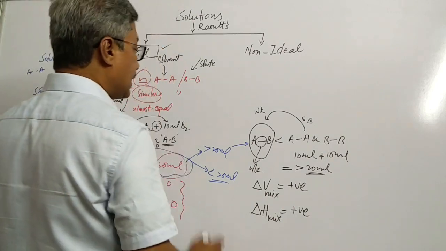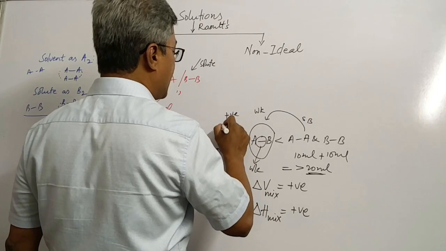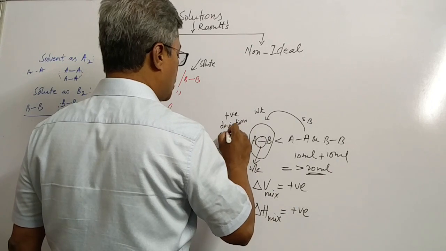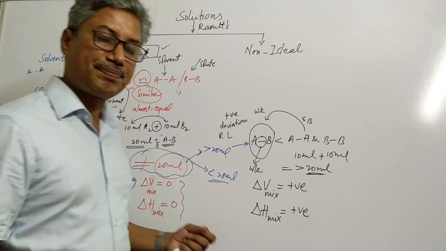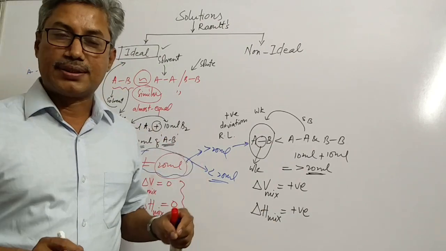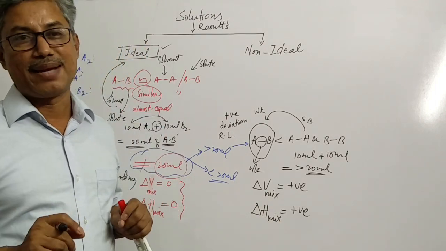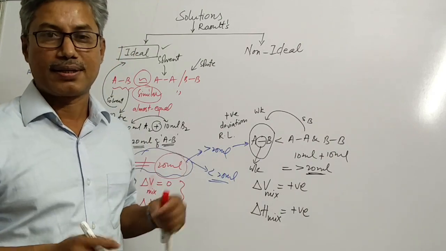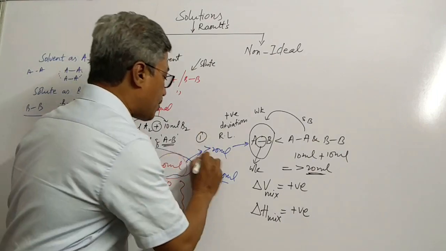It means that this type of solution will show positive deviation from Raoult's law. Clear, students? Let me repeat this. If 10 ml of A2 and 10 ml of B2 are mixed, then the total resulting volume is not equal to 20 ml. It means that either it will be more than 20 ml or less than 20 ml. Clear, students? We are taking the first case, which is more than 20 ml.